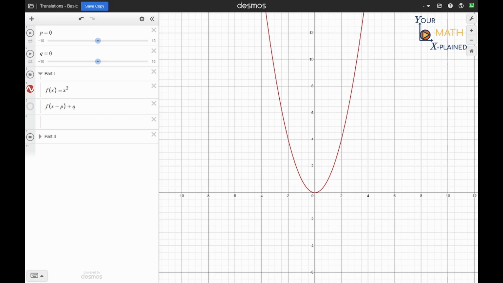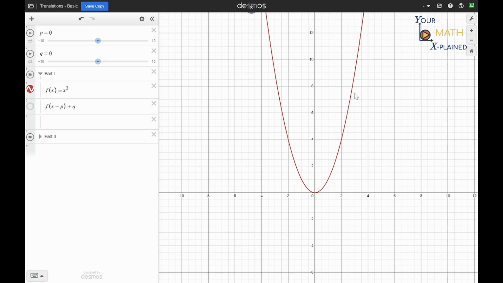In this video, we'll break down horizontal and vertical translations. You'll learn how to create new graphs from an equation, as well as translating existing graphs. So let's jump in with a Desmos demonstration.